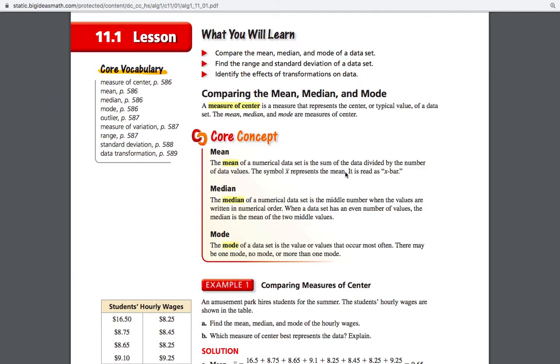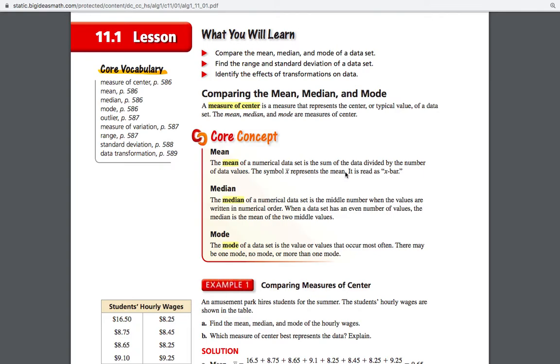So we were talking about measures of center. You might not have had them named like that, but measures of center are mean, median, and mode. That's what we're looking at here. So I know that you know some of this stuff, but we still got to talk about it.